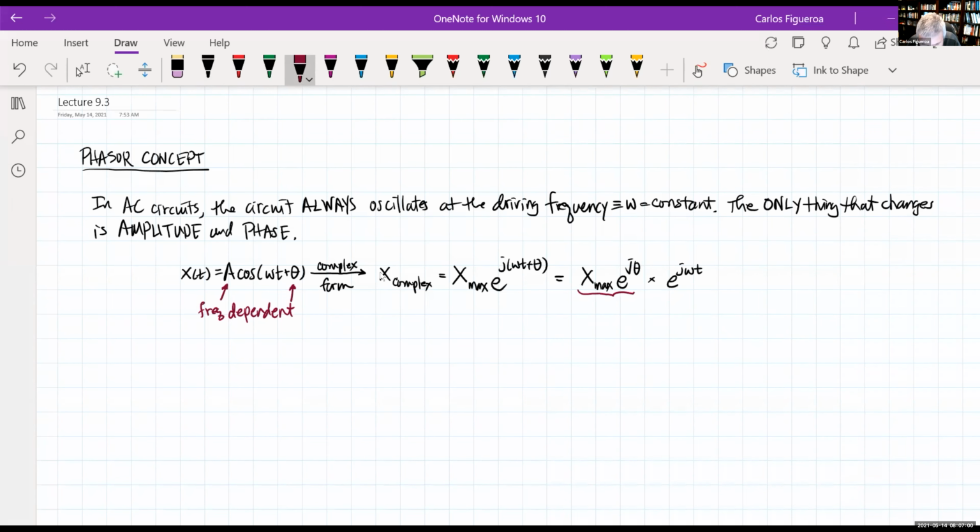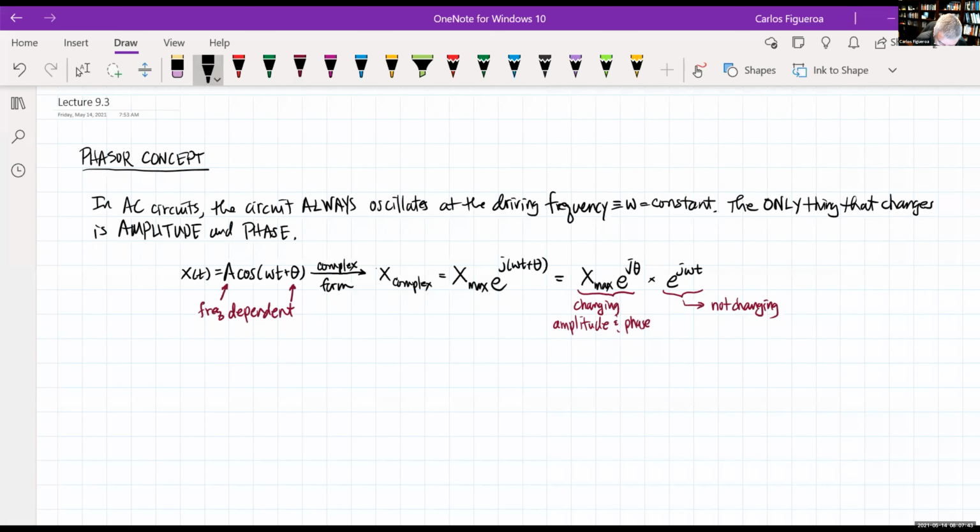One of the things we said here is, check this out. This is our changing amplitude and phase. We already saw that the amplitude and the angle theta were frequency dependent. So we can isolate this thing without combining it with the cosine. And this other piece right here is not changing. It's always going to be like that.